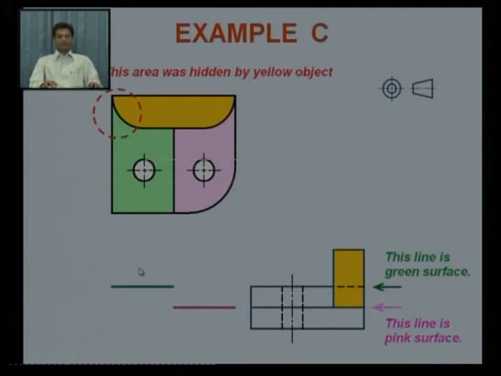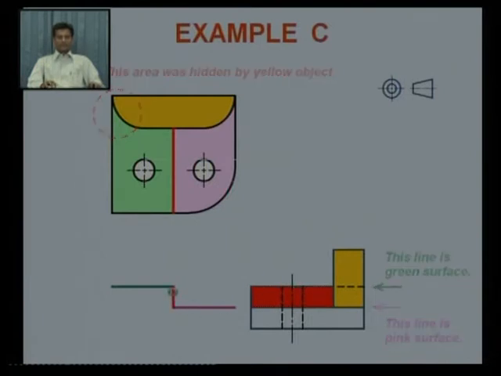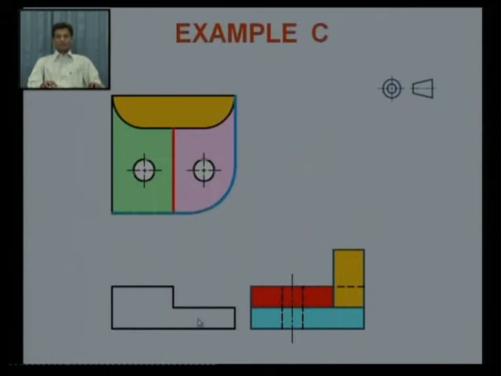Both are not in the same plane, right? Now this red colored rectangle would appear as a line over here, which is drawn. Think about this blue colored portion, light blue. This rectangle would be visible from here, and this rectangle would be visible from here. So this would be the missing view, or front view, of this object.